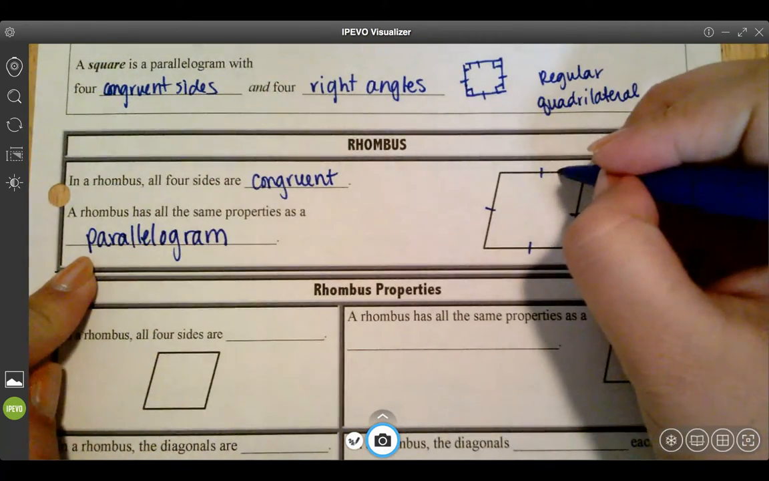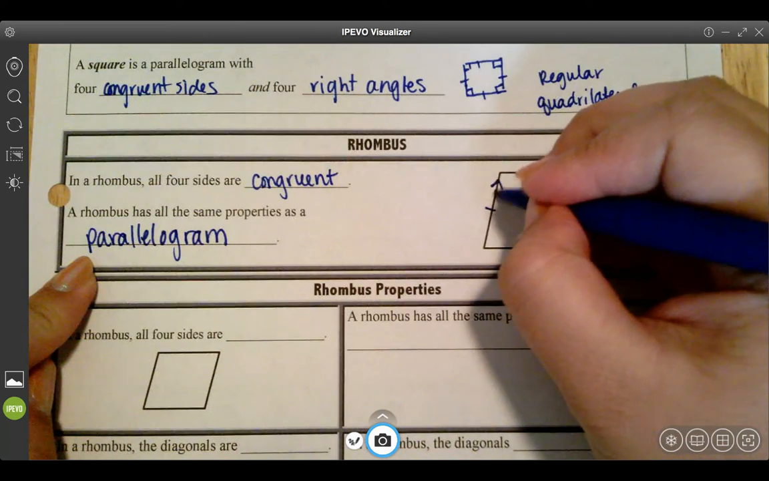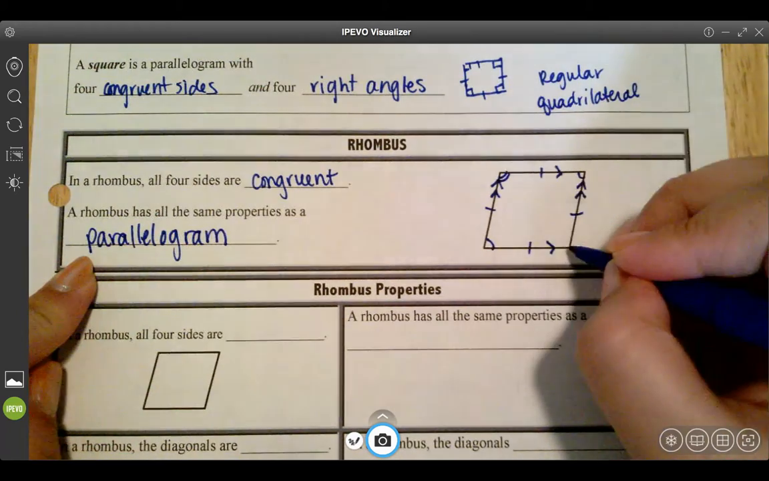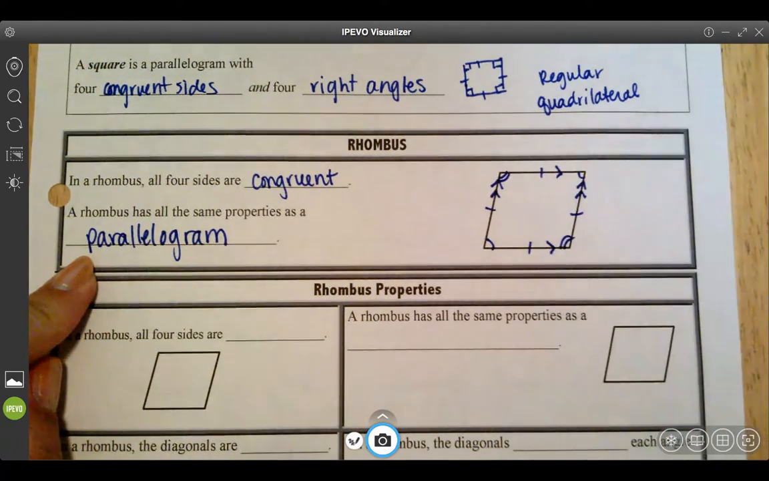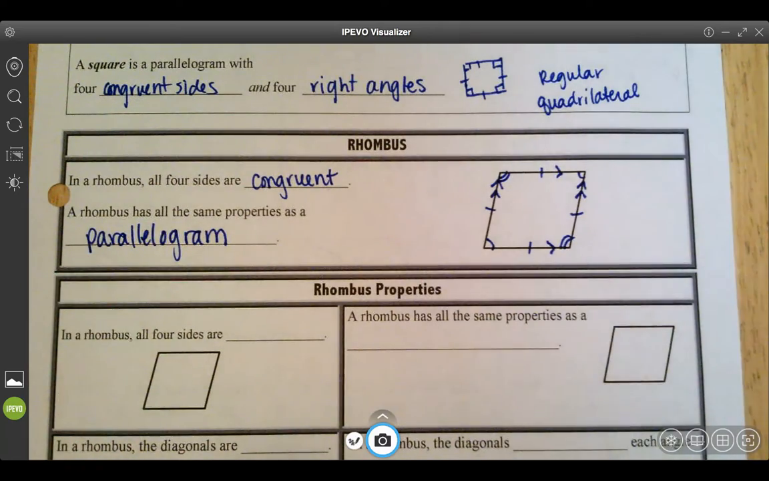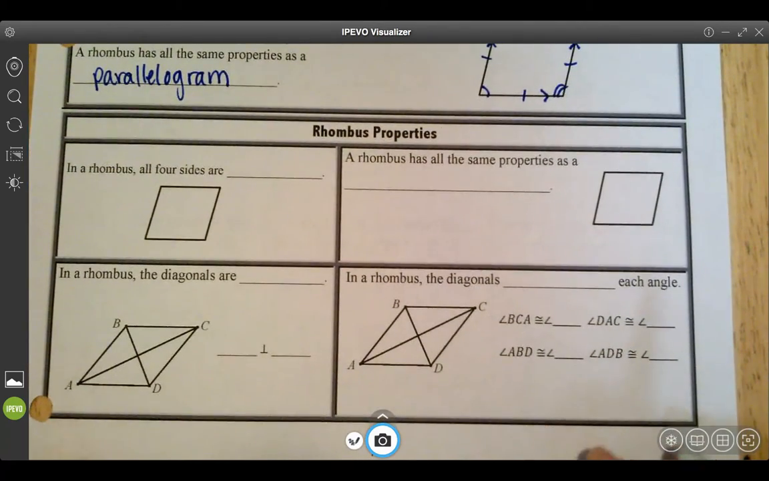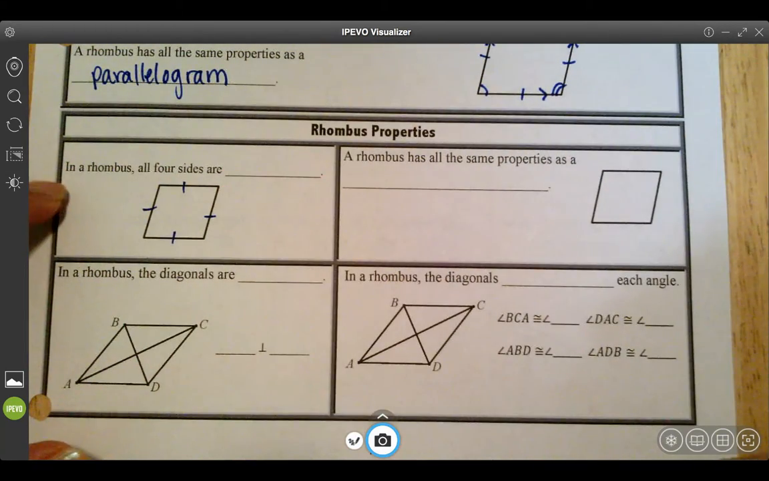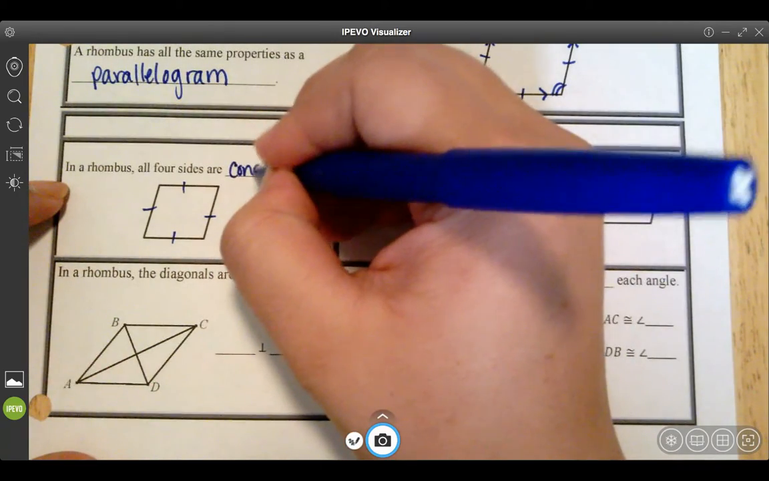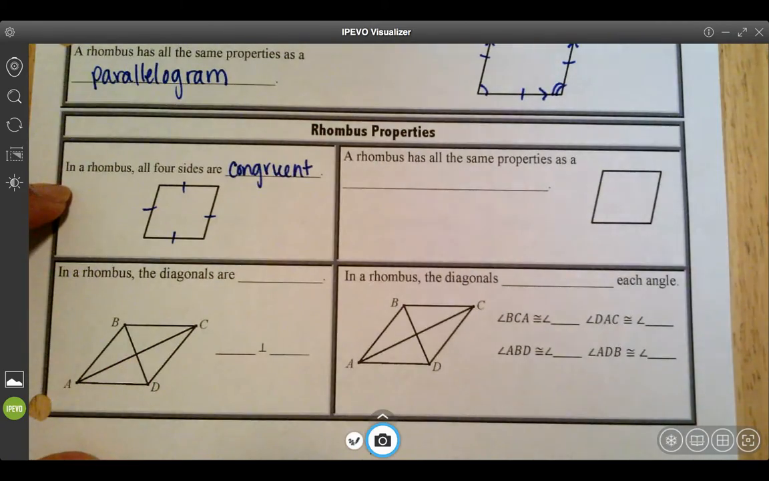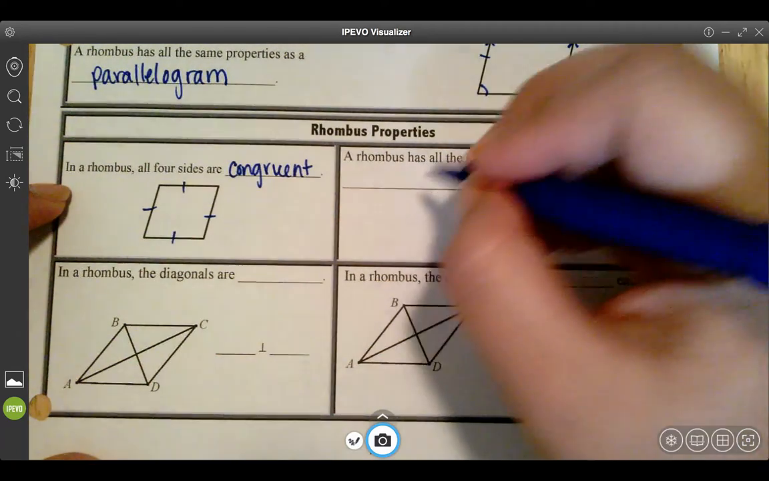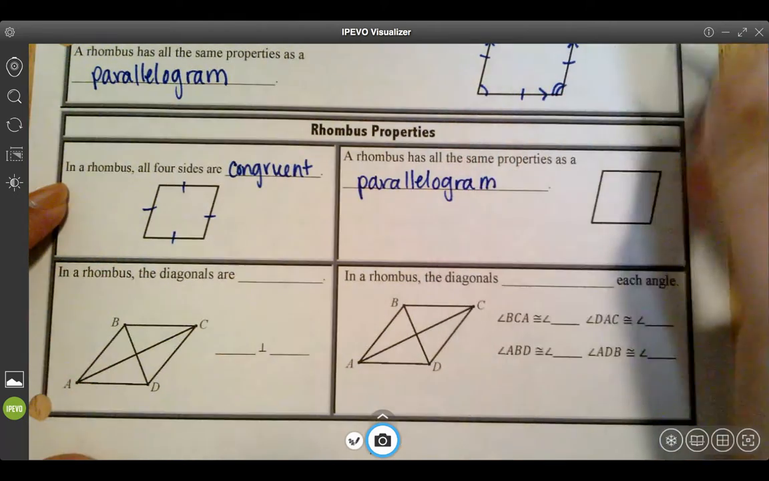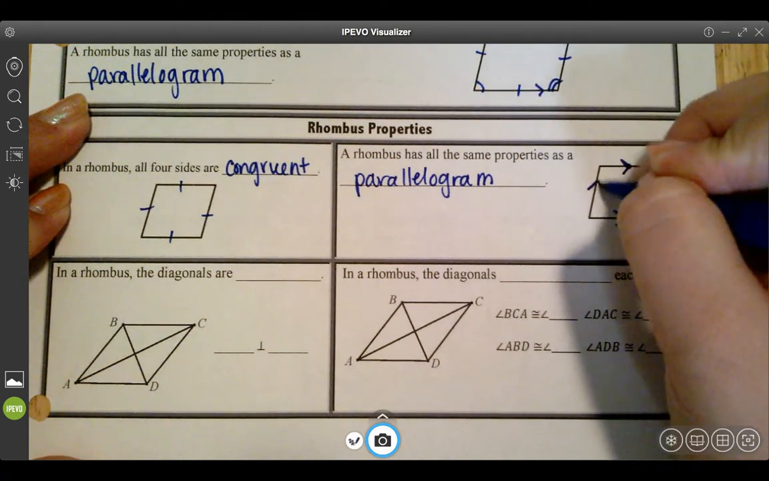Okay, so I'm going to go ahead and draw some of those on here. We have opposite sides are parallel, opposite angles are congruent, and we also know that consecutive angles are supplementary. So let's repeat a few of those properties. All four sides, and this is the key because this is our definition, all four sides of a rhombus are congruent. A rhombus has all the same properties as a parallelogram. So I'm going to go ahead and just mark this as a parallelogram.